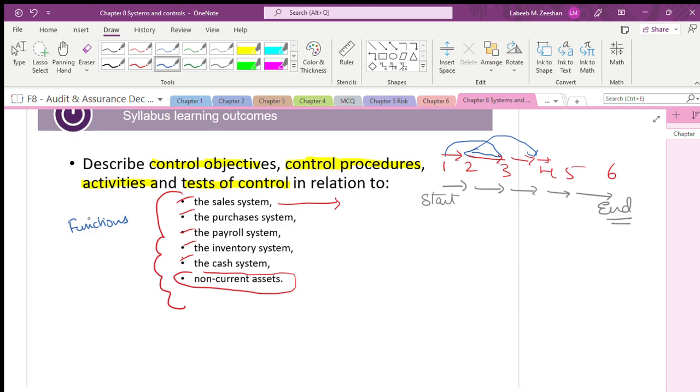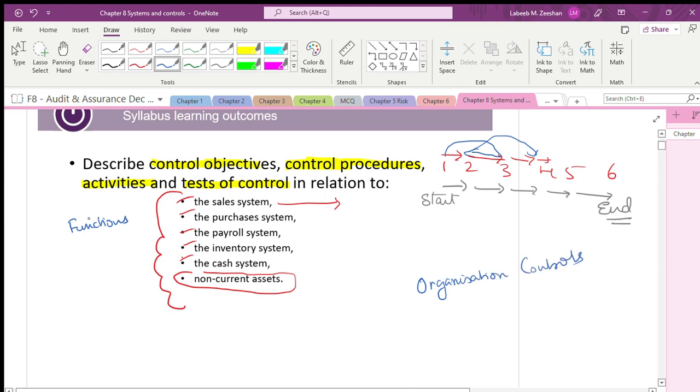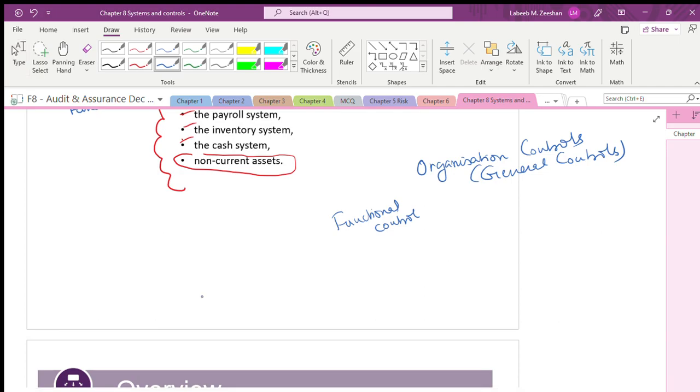You have organizational controls, or you have functional controls. Organizational controls are general controls. Write this down. Organization controls are general controls. Functional controls are application controls.